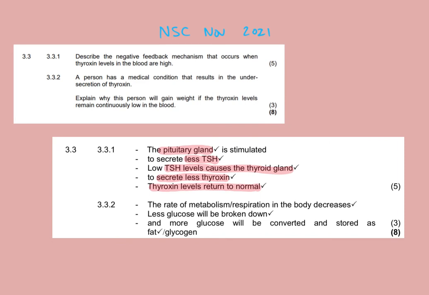A person has a medical condition that results in an under-secretion of thyroxin, so they're going to have a low metabolic rate. Explain why this person will gain weight if thyroxin levels remain too low continuously. So again, the rate of metabolism decreases, or cellular respiration, that's what metabolism is. So less glucose is broken down and converted into energy, and any excess glucose you have in your body will be converted and stored as fat or glycogen. So then they're going to gain weight. But the key thing here is that the glucose actually converts to fat after your glycogen supplies are full.